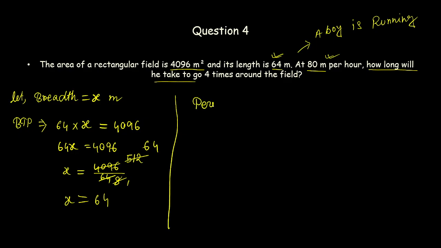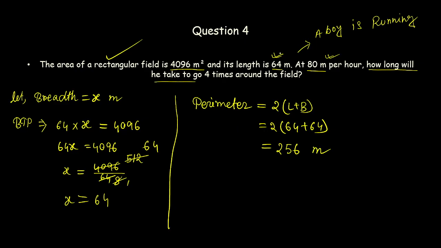So perimeter will be 2 into L plus B, that is 2 into 64 plus 64, right? Length and breadth are equal, that is basically it's a square, and square is also a rectangle, that's why rectangular field. So 64 plus 64 is 128. 128 into 2, that is 256 meter.